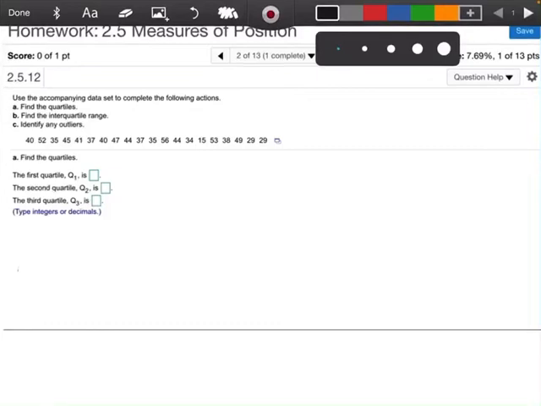All right, so guys, this is number 2 out of 2.5, and it says use the accompanying data set to complete the following actions. So we're going to look for the quartiles first. Remember what I need to do here: I need to take my data set and put it in order from smallest to biggest. Let me go ahead and do that.